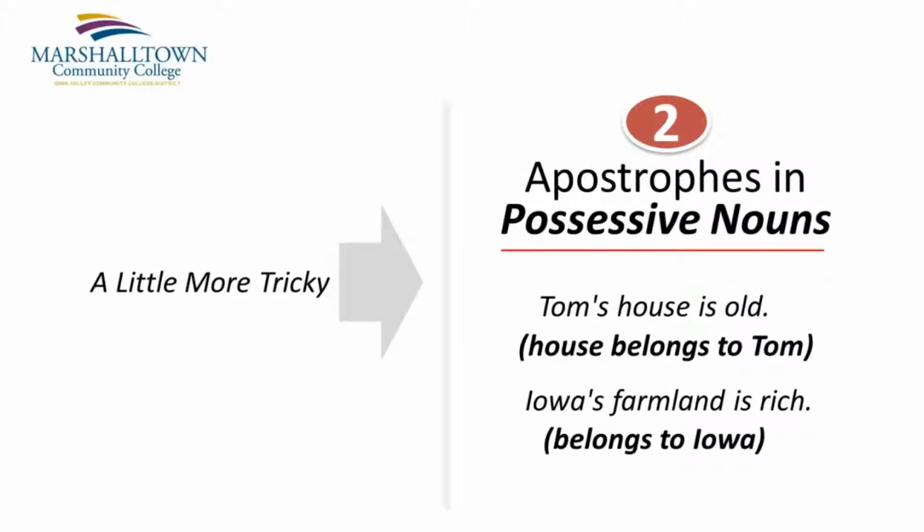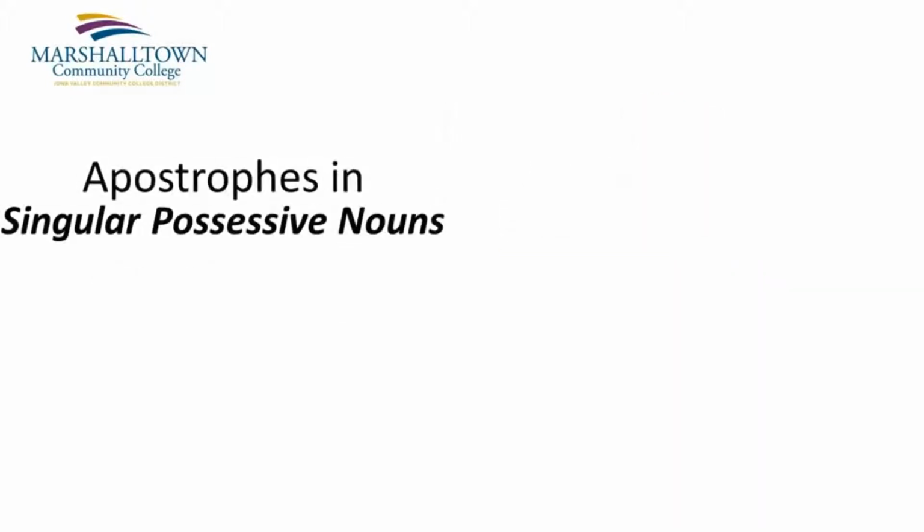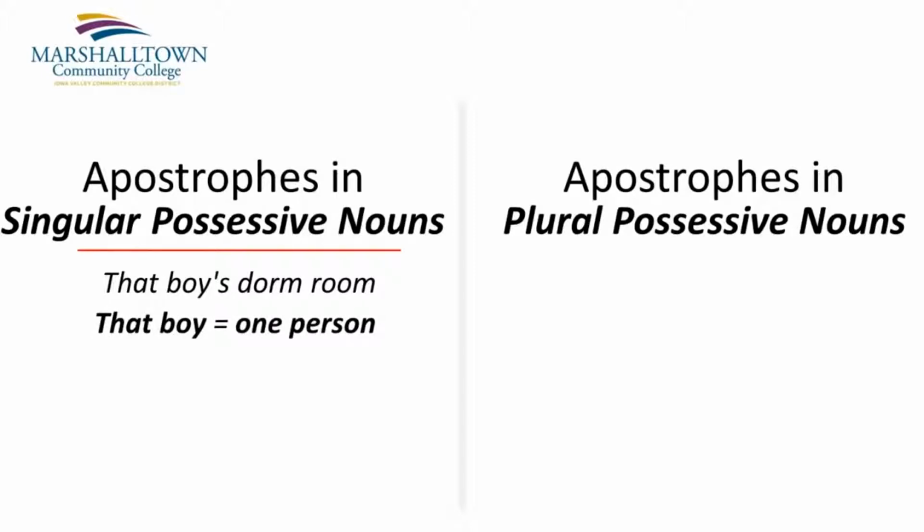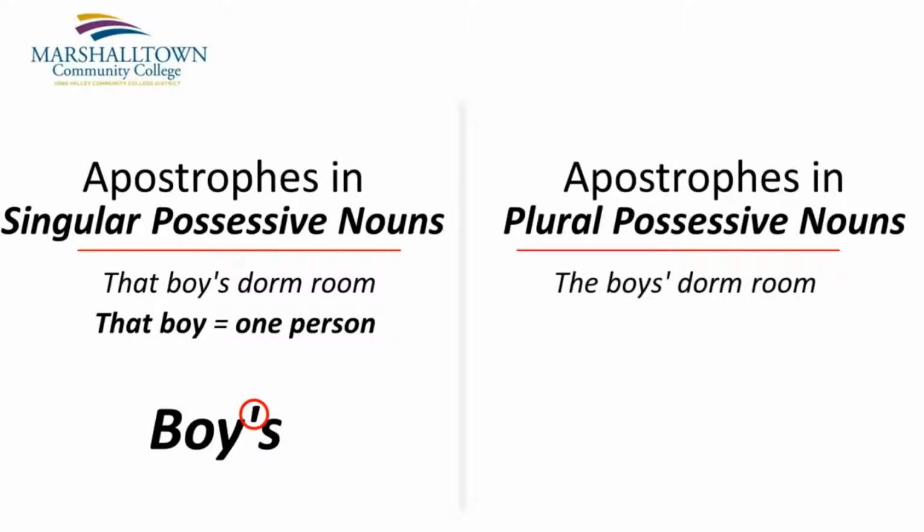And that's because in the English language we have two different kinds of possessive nouns: singular possessive nouns and plural possessive nouns. And wouldn't you know, each uses apostrophes in a different way. For example, that boy's dorm room. To show that a dorm room belongs to a specific person, we place the apostrophe before the letter S. However, if we talk about a dorm room belonging to a group of people, we place the apostrophe after the letter S.